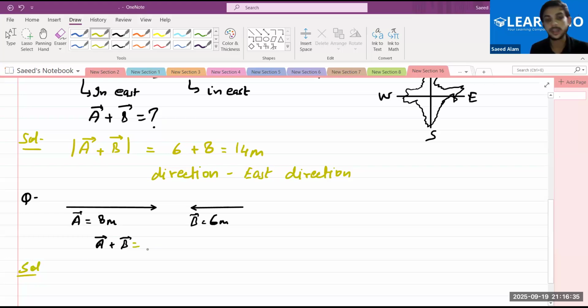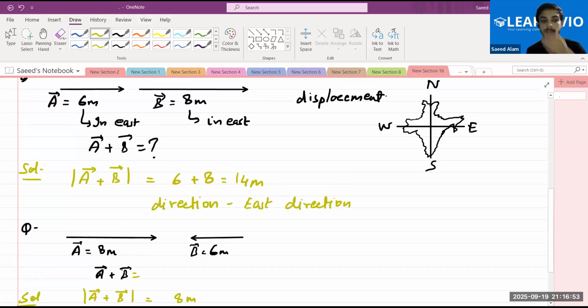2 meter. Okay, you are saying the answer is 2 meter, the displacement. So you must have told me about the magnitude. Yes or no? Yes. Okay. And how had we reached the magnitude? I had seen that first of all I had moved 8 meter. And what was the direction of this A? East. Towards east.